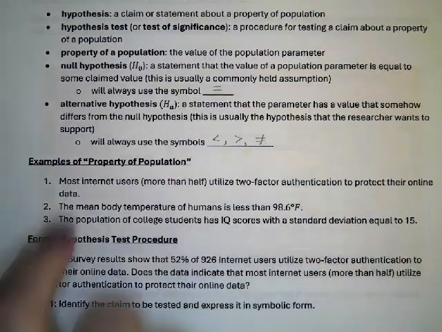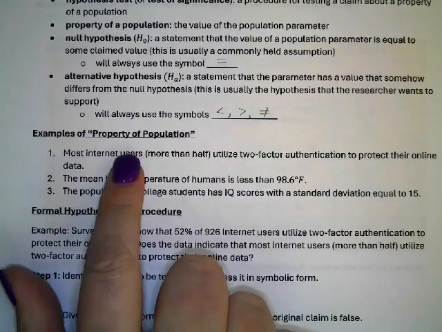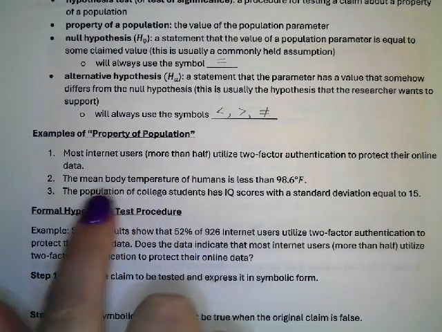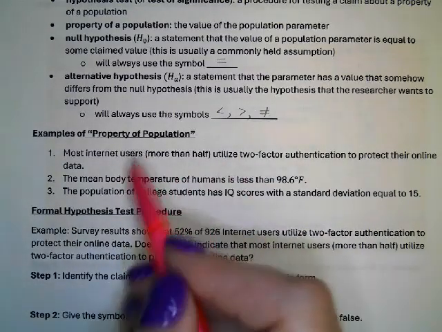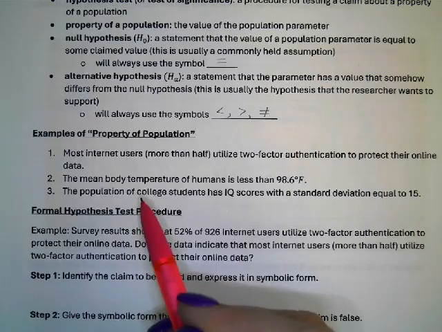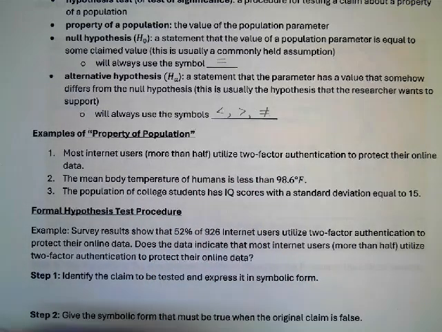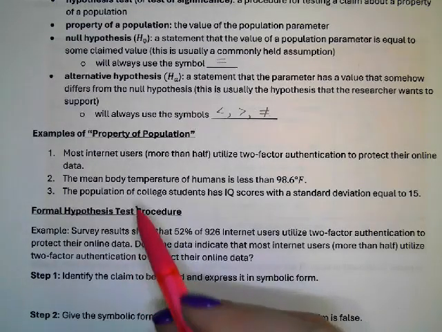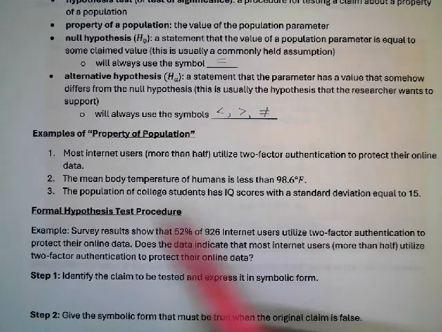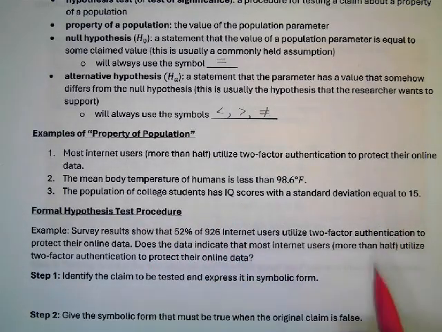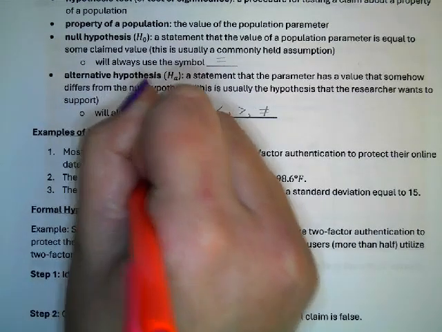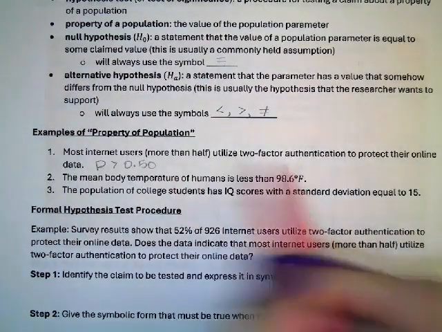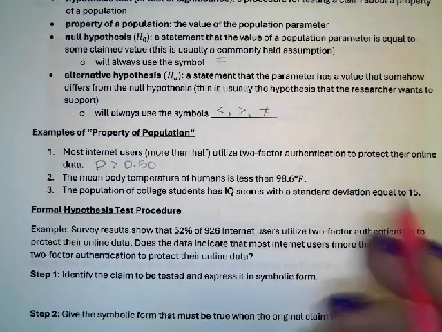All right, so some examples of property of population so that you know what I mean by that, and how to write those out. And again, population parameters. If the statement says most internet users, like more than half, utilize two-factor authentication to protect their online data, then we're talking about a population proportion here. We're not talking about mean. We're not talking about standard deviation. So I would use the variable p, and I would say p is greater than 0.5. More than half is more than 50%, so greater than 0.5.